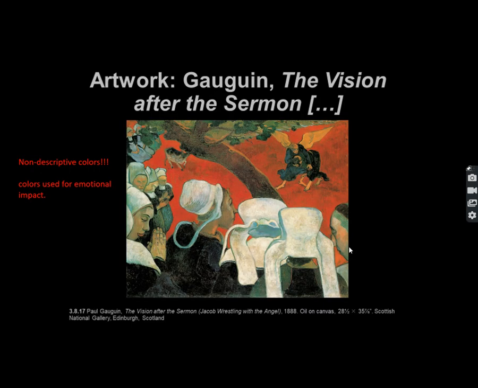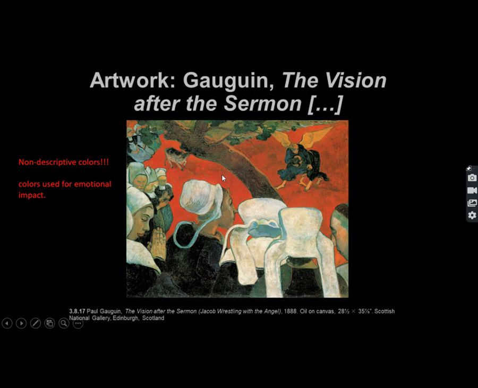Gauguin, in my opinion, is one of the most important artists of this time period because of his use of color and his flattened shapes. So he is not concerned with making everything look incredibly three-dimensional. It's almost flattened, like a Byzantine painting before Giotto.